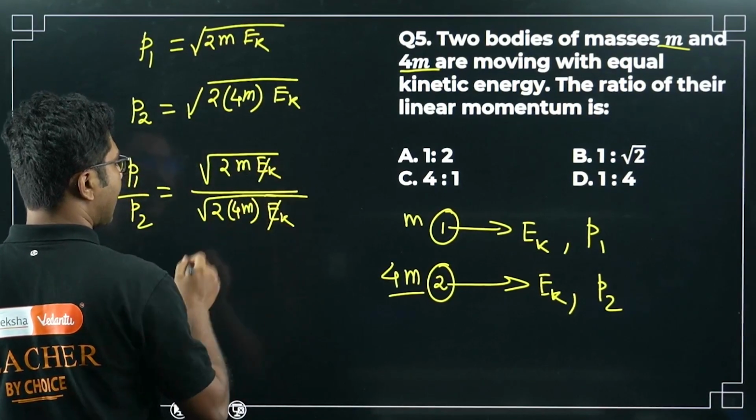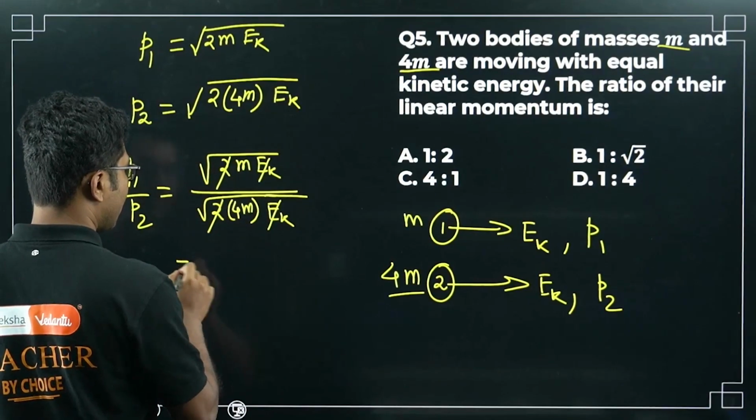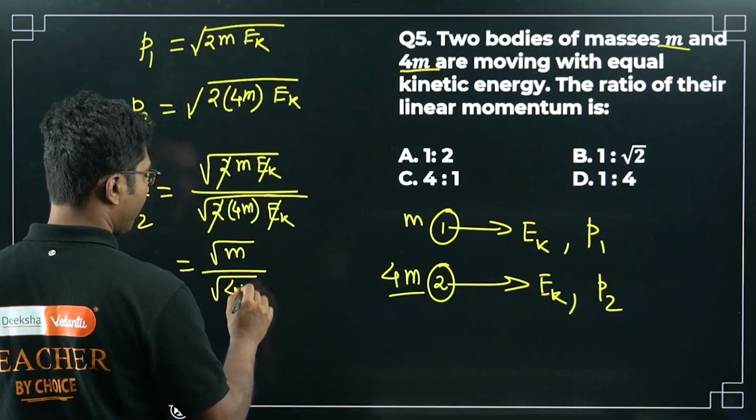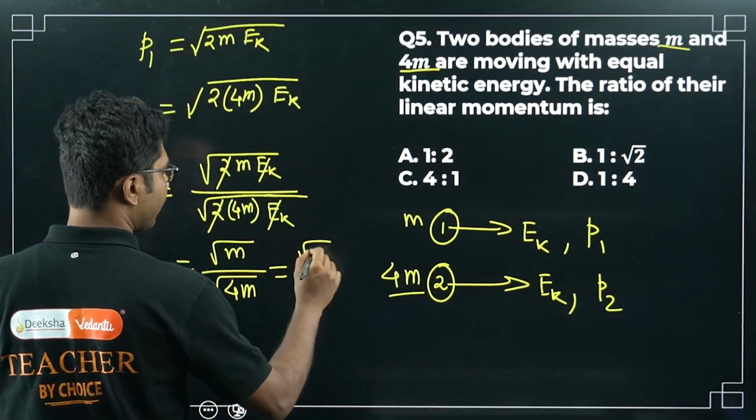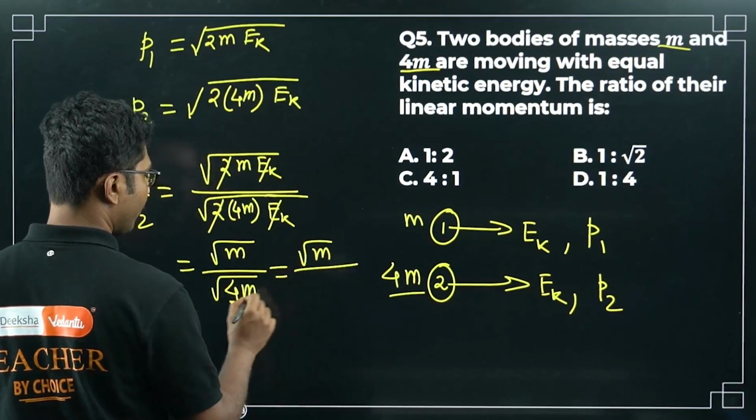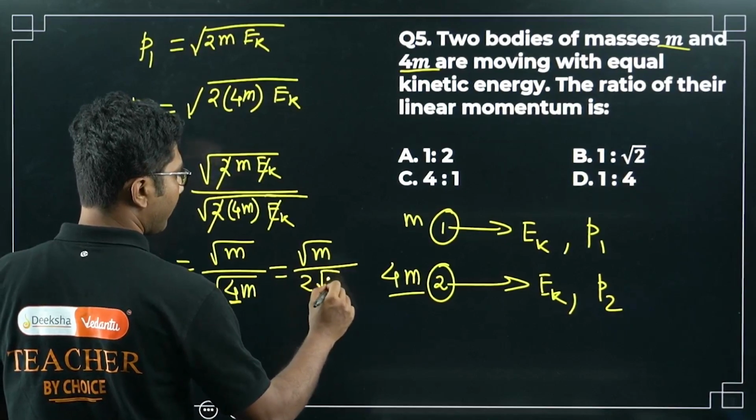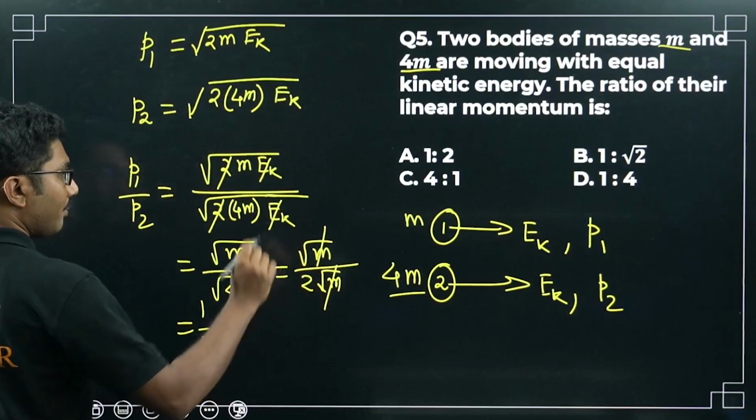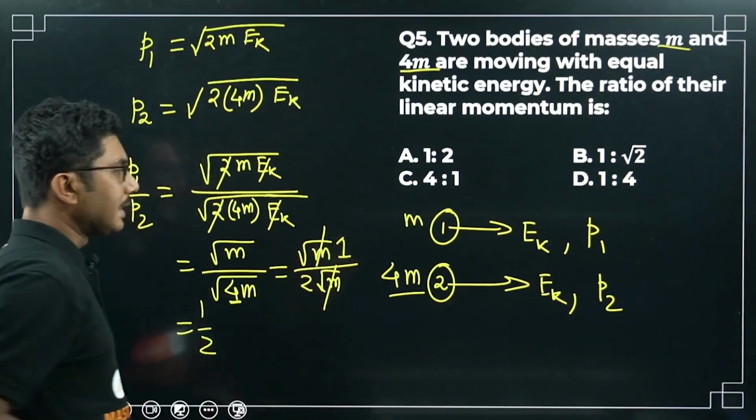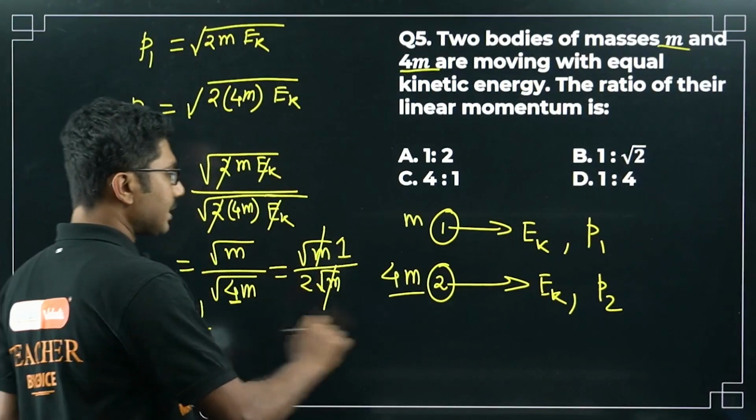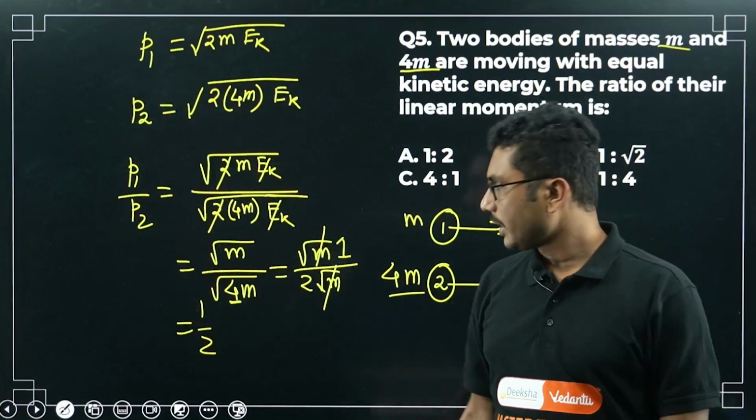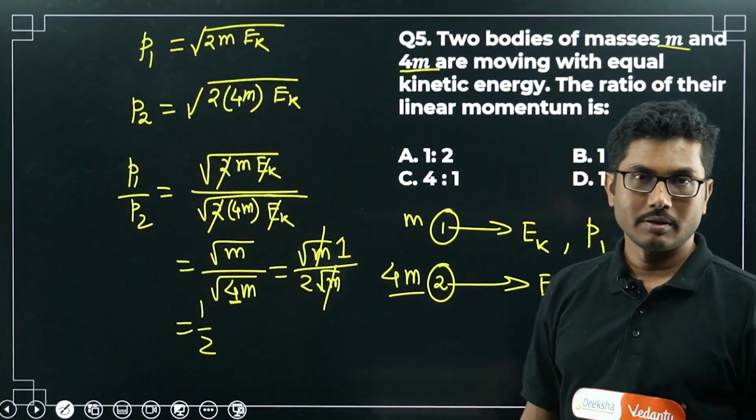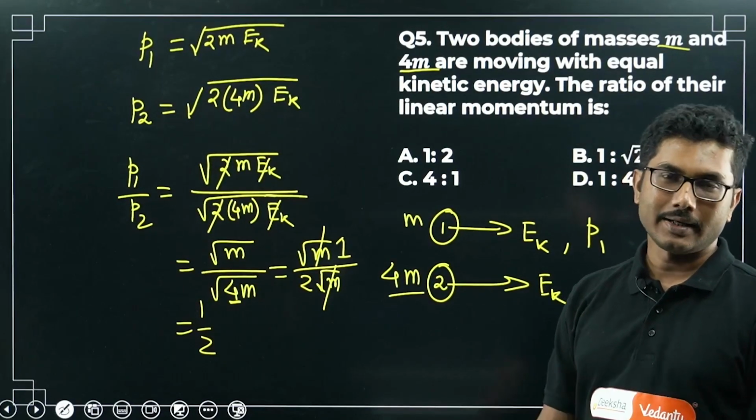So Ek cancels, 2 cancels. What is left? Square root of m by square root of 4m. Or we can write this as square root of m divided by square root of 4, which is 2 root m. Root m cancels, so you get 1 by 2. Be careful, I have seen students cancel this and write the answer as 2. They cancel it, then they forget that this 2 is in the denominator. If you are laughing, then you should be careful.